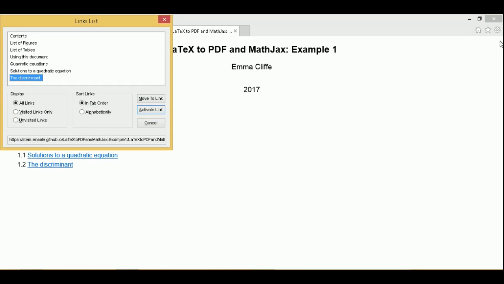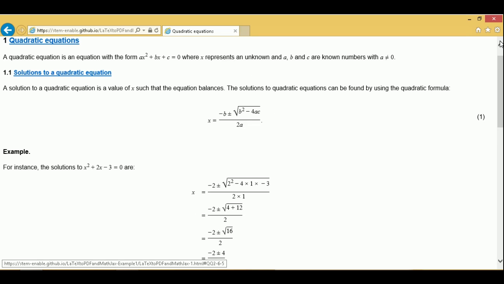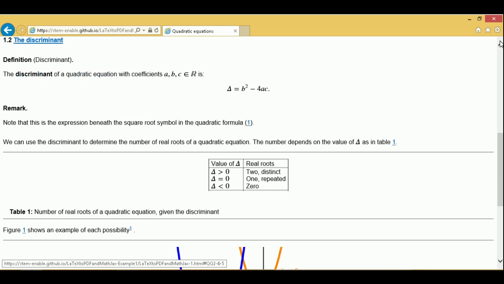Links list dialog, links list view, the discriminant. Solutions to a quadratic equation. Quadratic equations. Enter. Quadratic equations, heading level 3 link. Page has 3 headings and 15 links. Heading level 3 link quadratic equations.